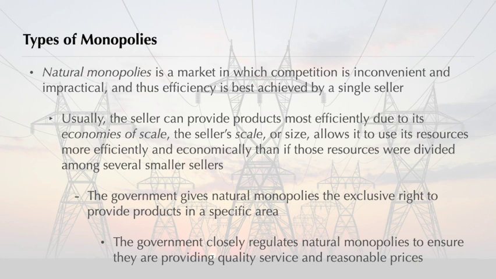Each company would have to build and maintain its own grid of electrical lines, and your street might have 2 or 3 times as many utility poles and electrical wires as it does now. As a result, governments give utilities and other natural monopolies the exclusive right to provide certain goods or services in a specific area. The government closely regulates these monopolies, however, to ensure that they provide quality service at reasonable prices.